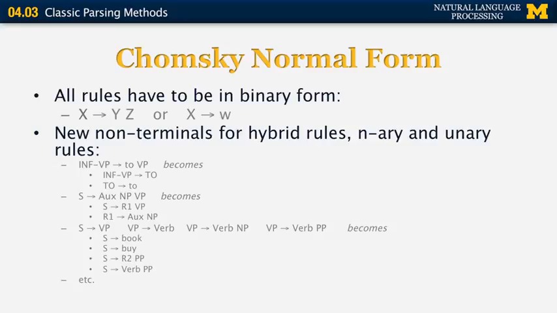So here are some specific examples. An infinitival verb phrase that is "to" VP would become something like infinitival verb phrase followed by TO as the preposition's non-terminal symbol. And then that new non-terminal symbol is going to be converted into the terminal symbol "to". S goes to auxiliary noun phrase, verb phrase is going to be replaced with S goes to X1 VP, X1 goes to auxiliary noun phrase. And finally, all the unary rules will be converted into rules where the left-hand side is a non-terminal and the right-hand side is a terminal.